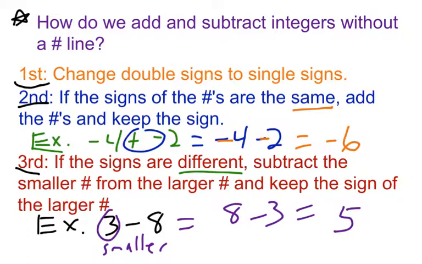And which number is the larger number? Because we're going to keep that sign. The larger number is 8. And 8 is a negative. That's a -8. Always look at the sign in front of the number, and that tells us it's a -8. So that's why it's going to be a -5.